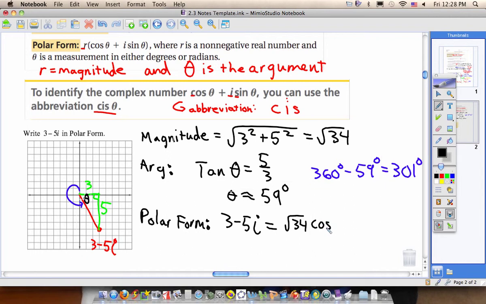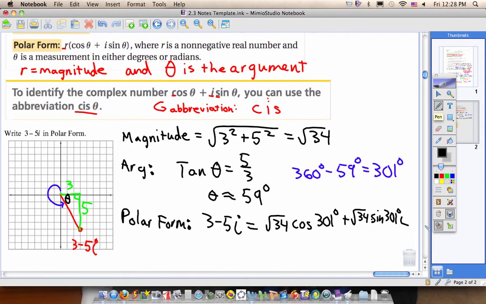So then we write our answer, our polar form. 3 minus 5i in polar form would be the square root of 34 times cosine of 301 degrees plus square root of 34, not cosine, sine of 301 degrees times our i.